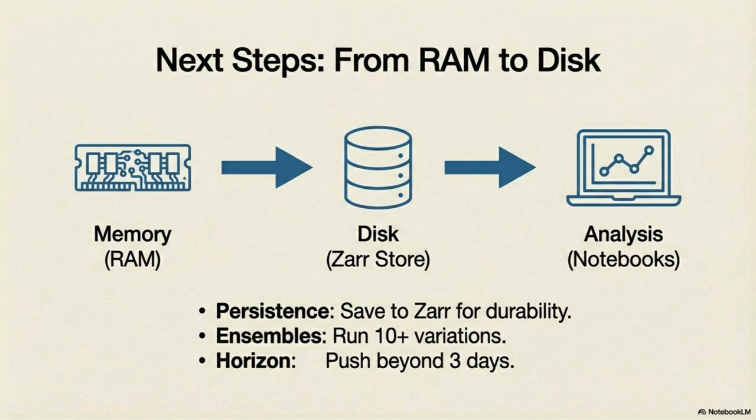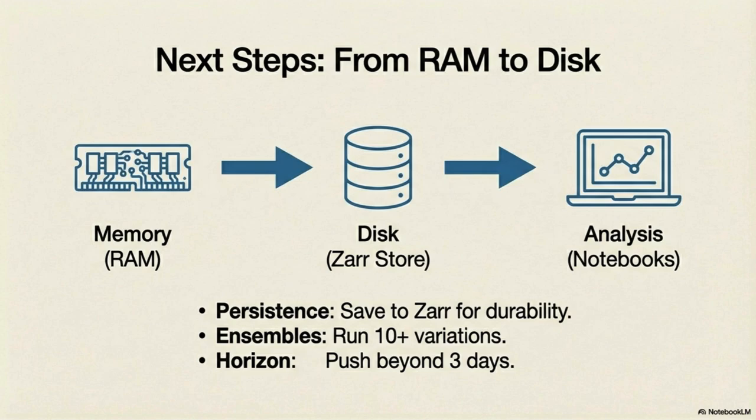So finally, we get to heading 12. Next steps. We have a successful run. What now? Now the fun stuff starts. You can run ensembles. So instead of one forecast, you run 10 with tiny changes to see how uncertain the prediction is. So you can see the range of possibilities.